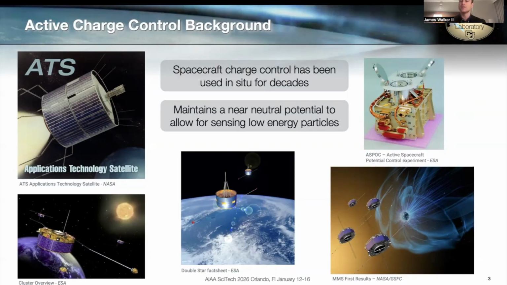However, in each of these cases, the spacecraft is controlling its own potential. So through ion emission, the spacecraft is able to lower its potential from a positive value to a near zero value. And the work that I am focusing on is actually controlling the electrostatic potential of a target object. So instead of controlling a potential of yourself, you're controlling that of an uncontrolled object.